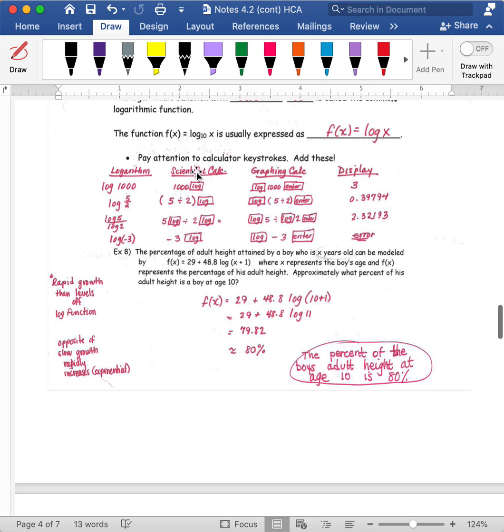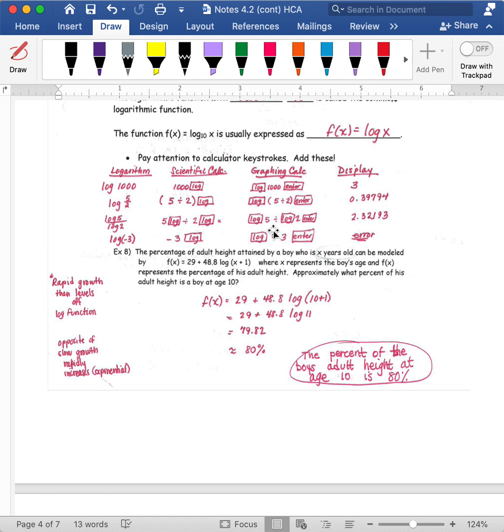Hopefully you added the keystrokes into your notes, whether you have a scientific calculator or graphing calculator, so that you know how to type these in. If you copied this into your notes but didn't actually test it, you should go back and test it to make sure you get these values. I'm told by one student that for this one right here, log of 5 divided by log of 2, if you have the new TI-84, the color edition, you do need to close this parenthesis. It'll open up a parenthesis for 5, but you need to close it before you hit divide.